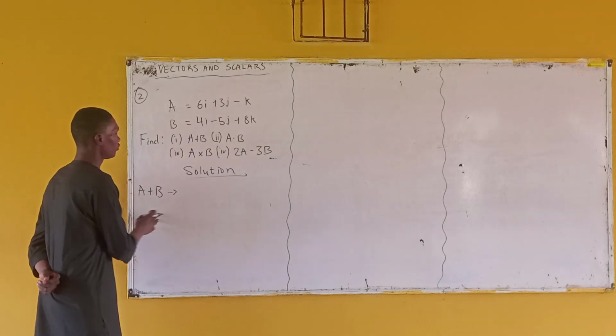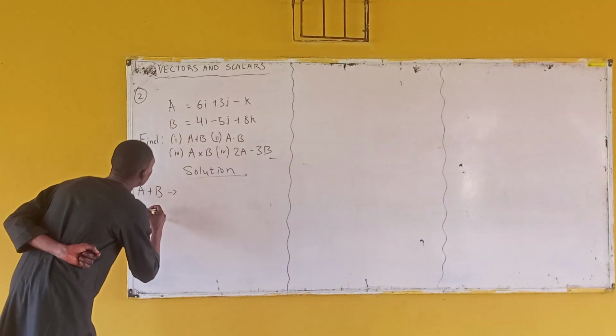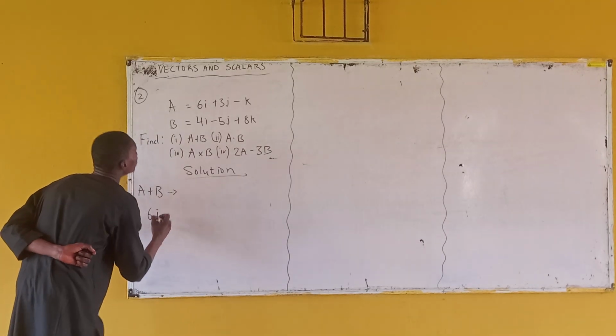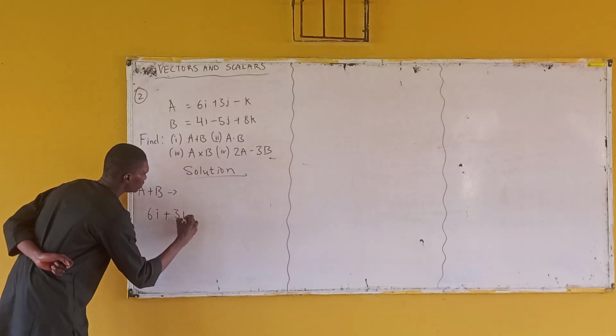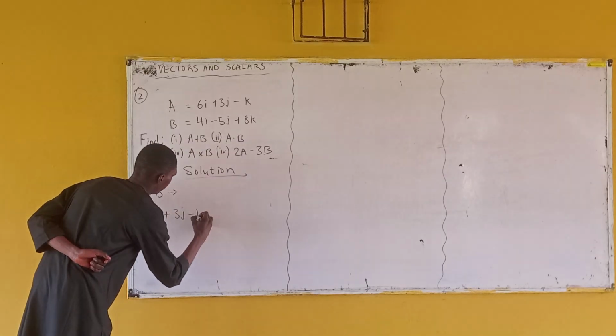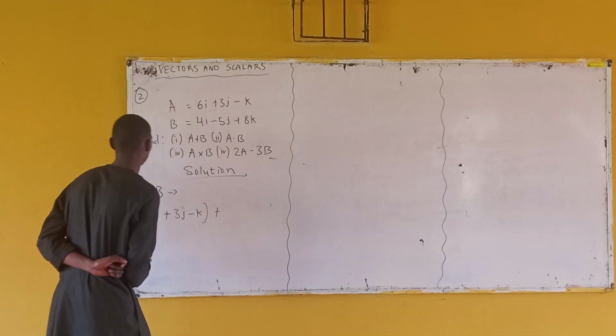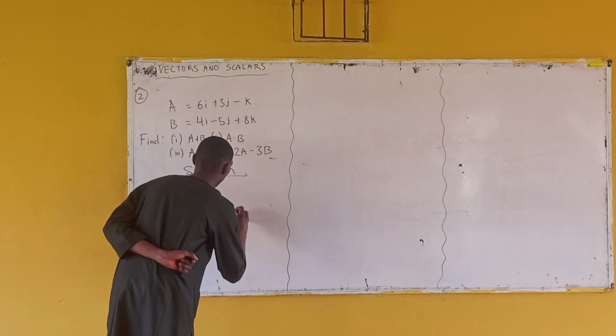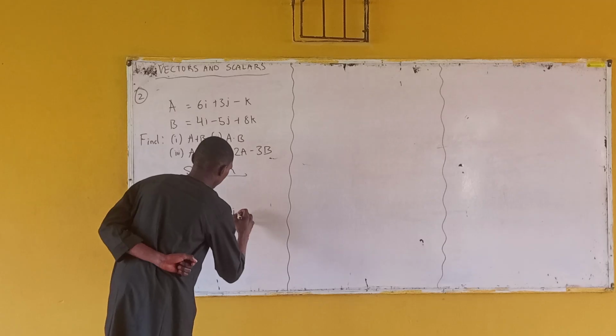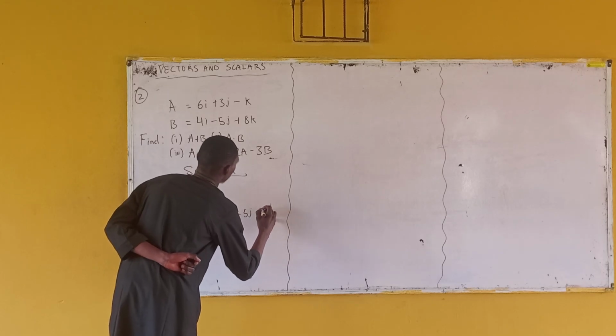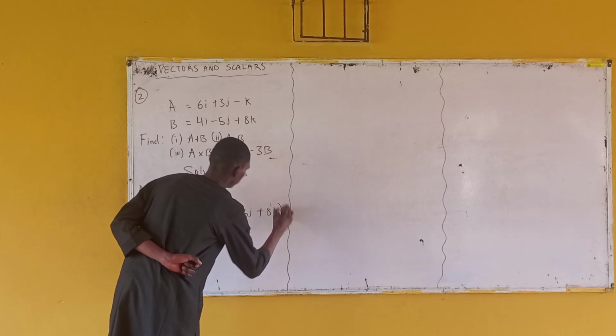For A plus B, what do we have? What's our A? 6i plus 3j minus k. You can put it in bracket, then plus what? 4i minus 5j plus 8k.